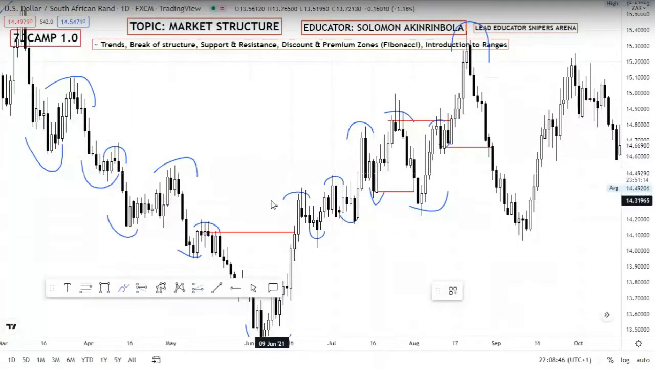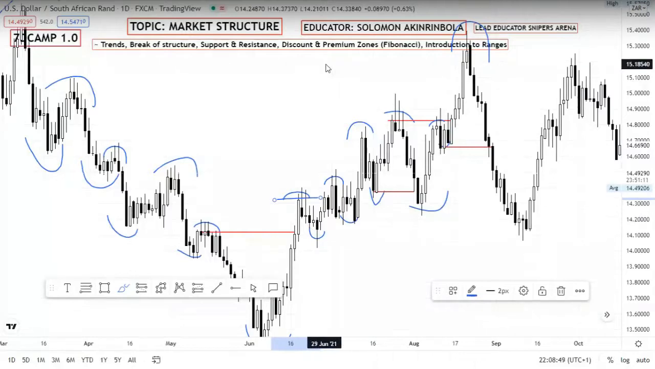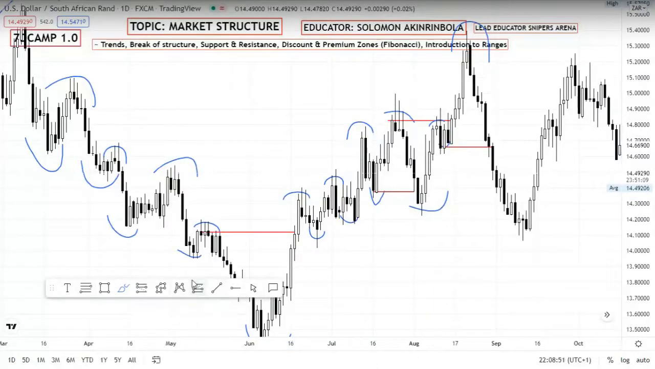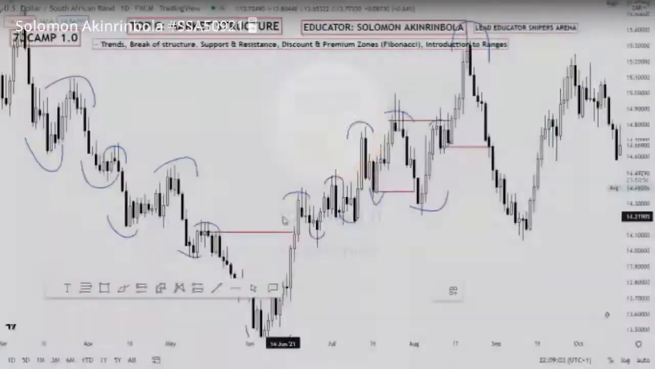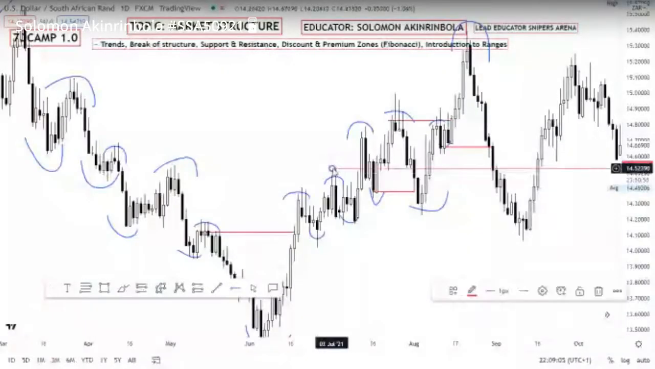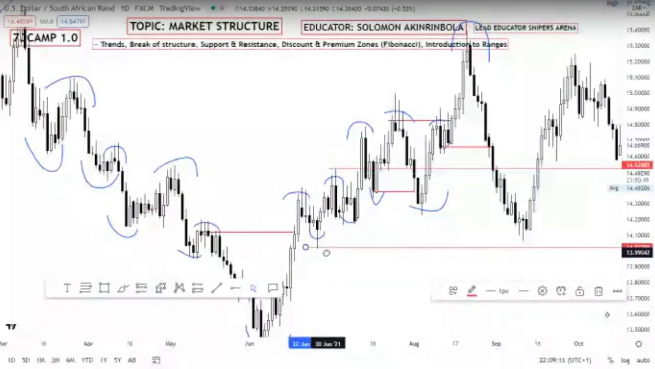This is your first range. To know a range, use the weekly candle on that time frame. So this place to this place is your range, and you can see how price did high, low, then high.